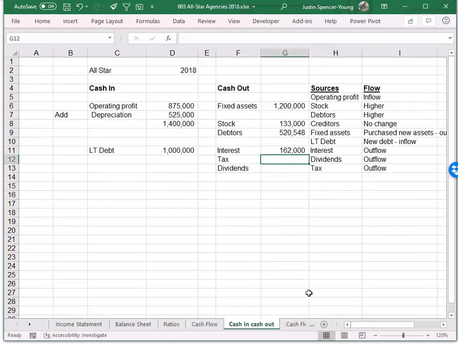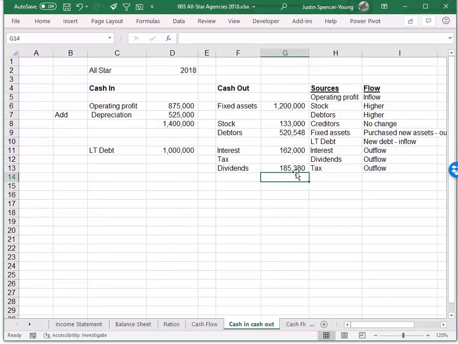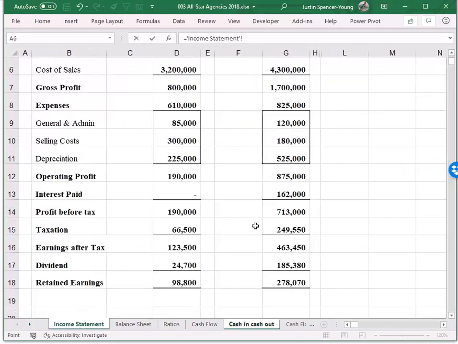We'll put that in there. The next one on our list here was dividends. That's cash flow to shareholders. So let's go to the income statement and find that dividend flow. There it is. And last of all, let's put the tax amount that was paid in there.